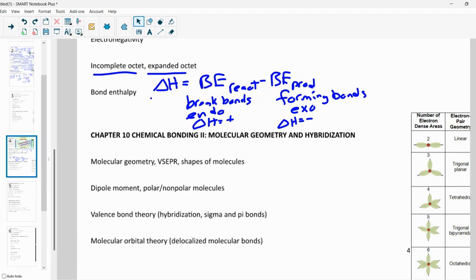This is a way for us to look at delta H. Why was it in this chapter? Because we have to draw out that structure, figure out how many bonds there are, how many bonds break, and what new bonds are formed. Determining which one is larger will determine whether, if we took more energy to break the bonds, our overall enthalpy change is going to be positive. If we got more energy out, right, we're going to be exothermic.